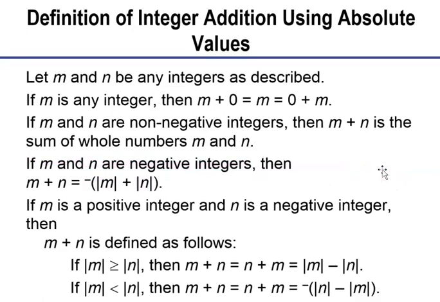Now, if m is a positive integer and n is a negative integer, then m plus n is defined as follows. It depends on which one is bigger. If m is greater than or equal to the absolute value of n, then you do m minus the absolute value of n, okay? And the answer, notice, is positive.